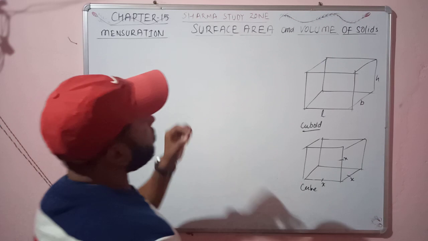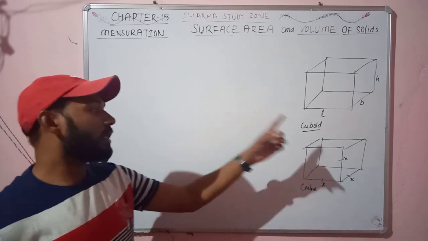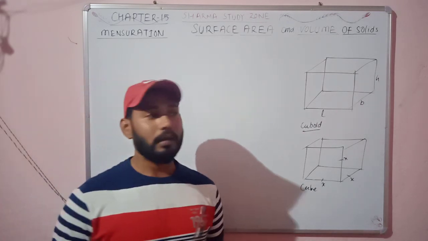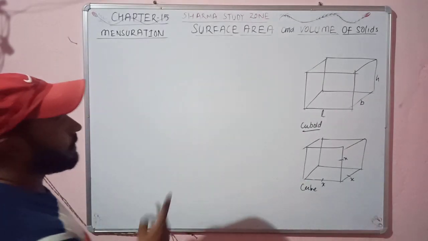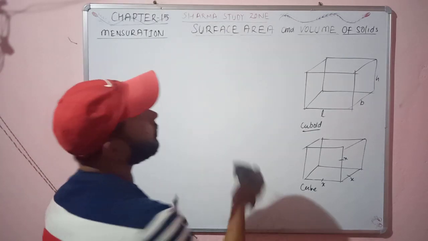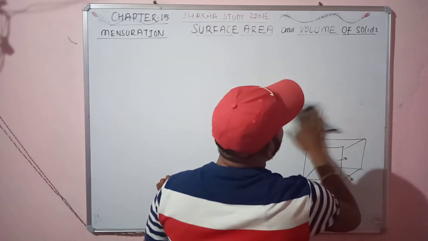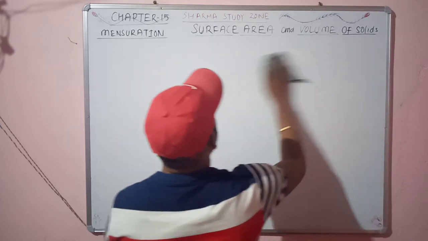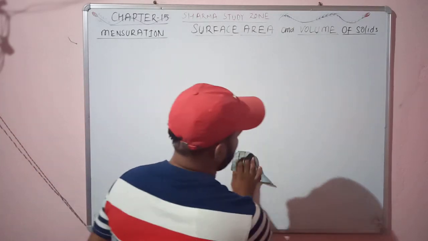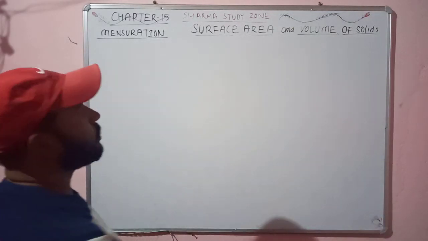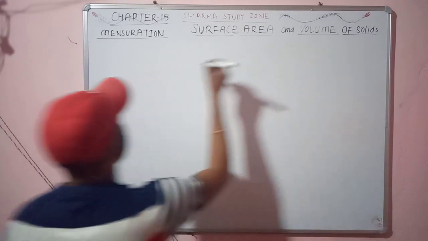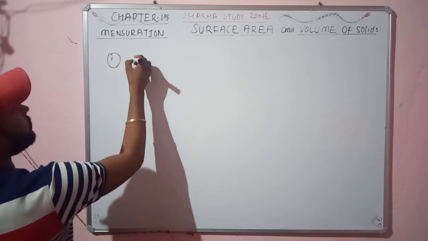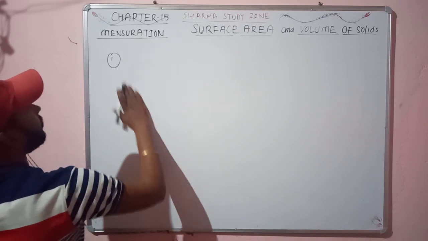Okay, so in this video we will only discuss the cuboid and cube, but after this video, in the next video we will discuss the cylinder, cone and the sphere. So let us start with the cuboid. Let me erase this. After that I will discuss the cube and cuboid one by one. So let us start with the cuboid. The first solid surface which we are going to discuss is the cuboid.